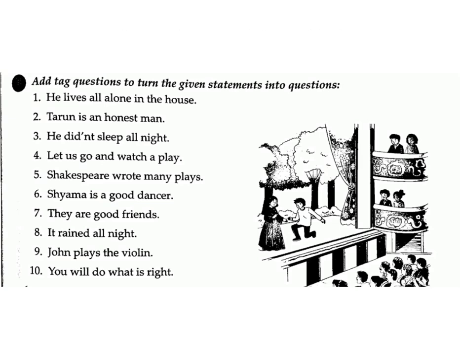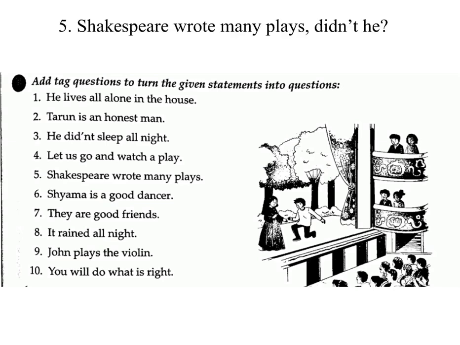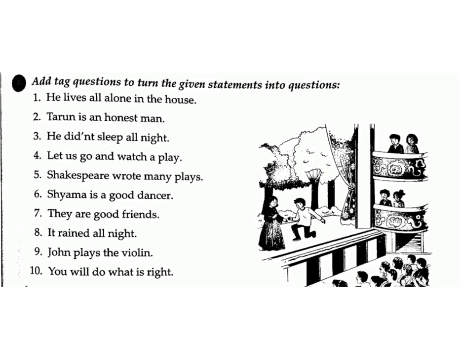4. Let us go and watch a play. Answer. Let us go and watch a play, shall we? 5. Shakespeare wrote many plays. Answer. Shakespeare wrote many plays, didn't he? 6. Shyama is a good dancer. Answer. Shyama is a good dancer, isn't she? 7. They are good friends. Answer. They are good friends, aren't they?